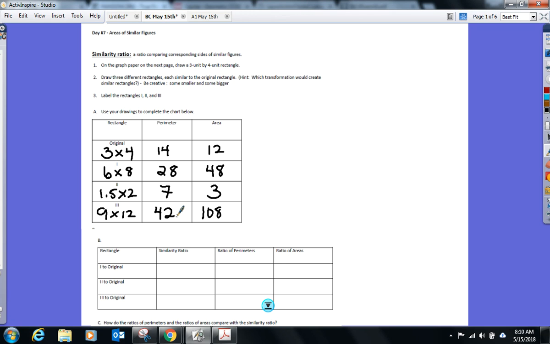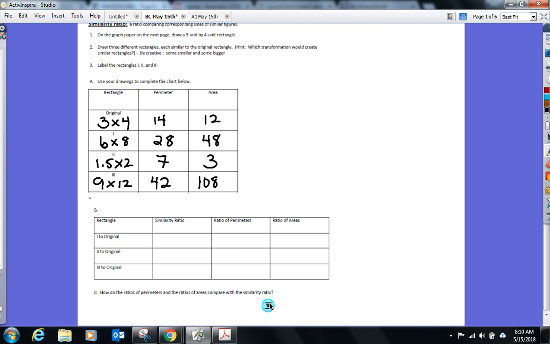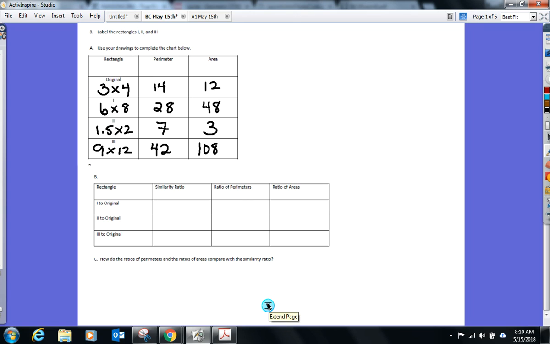Okay, now we're going to start comparing their perimeters and areas in the chart below. A quick review, similarity ratio: that's the ratio between 2 corresponding sides. We've used that term before, but just a little reminder, ratio between 2 corresponding sides.